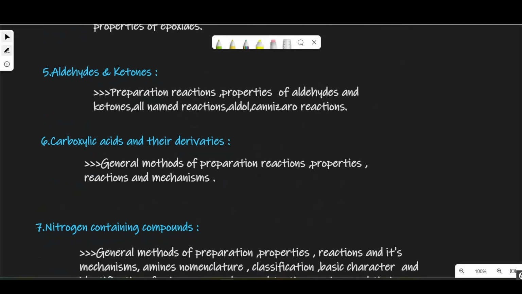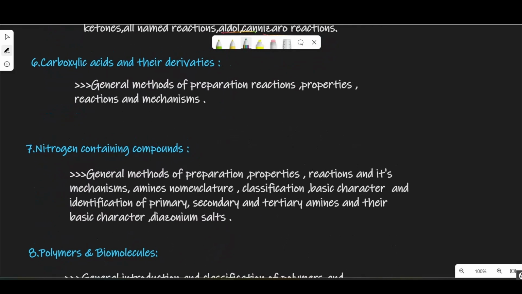Another chapter is aldehydes and ketones. In this chapter, we have aldol condensation and the Cannizzaro reaction. Let's move to another chapter, carboxylic acids and their derivatives. We can also call these oxygen containing compounds. In this also, it is the same thing: general methods of preparation and reactions.